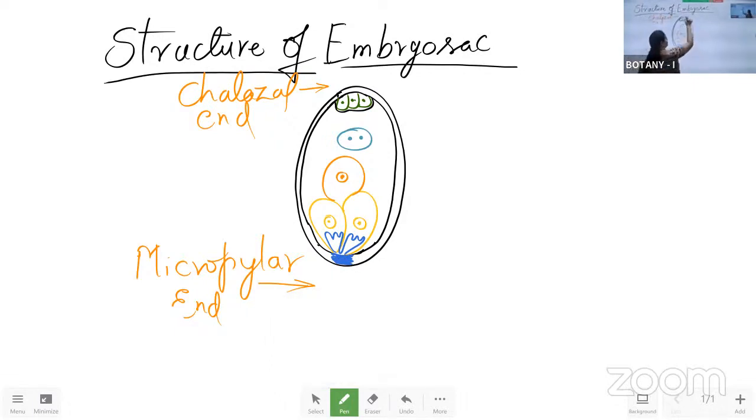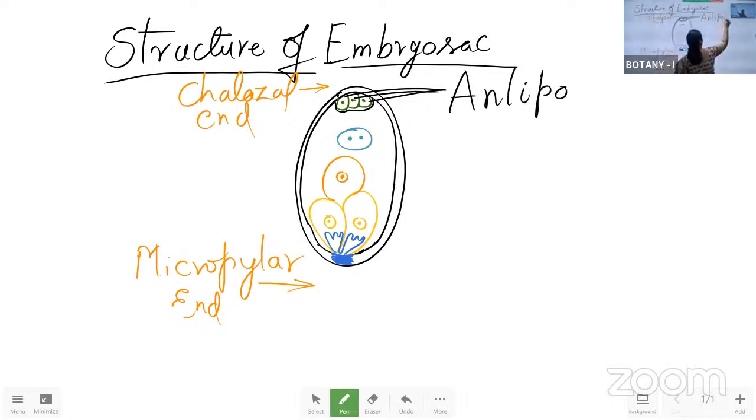Okay, now start giving the labeling. So at the chalazal end, we will see 3 cells which are present adjacent to one another. Those are the antipodals. And the central one, just below the antipodals, that is present in the blue color I have drawn, that is the polar nuclei.